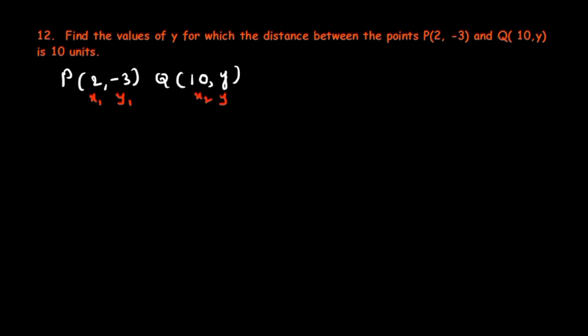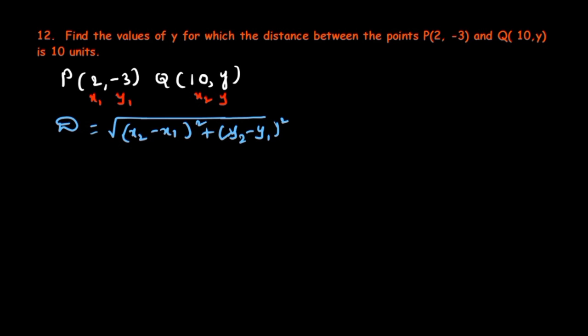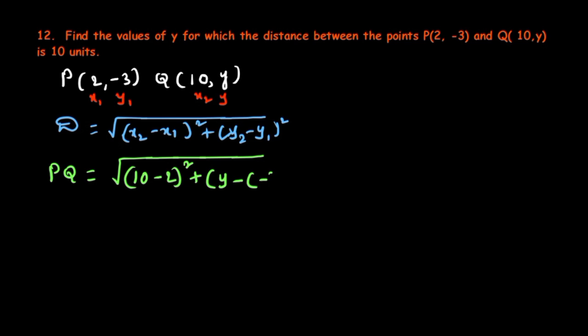The distance formula between two points is the square root of (x2 minus x1) whole square plus (y2 minus y1) whole square. So PQ is equal to the root of, x2 here is 10 minus x1 which is 2, so (10 minus 2) whole square plus y2 minus y1: y2 is y minus y1 which is minus 3, whole square. But this result is already given as 10 units, so we take it equal to 10. Now 10 minus 2 becomes 8 square plus (y minus of minus 3, that is y plus 3) whole square, equal to 10.